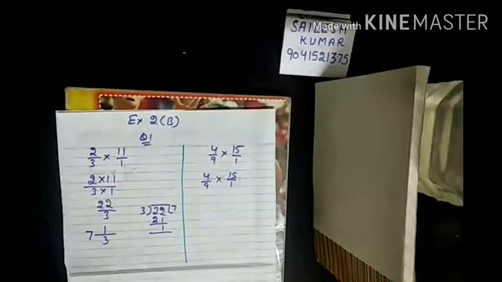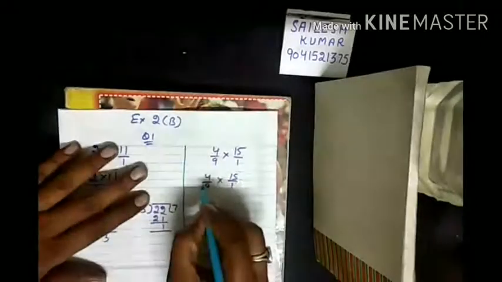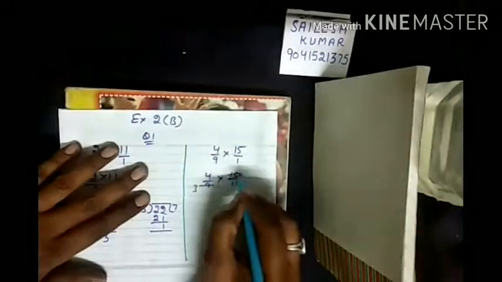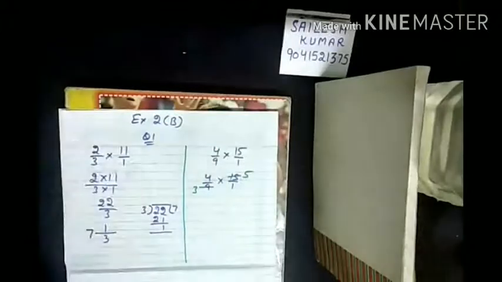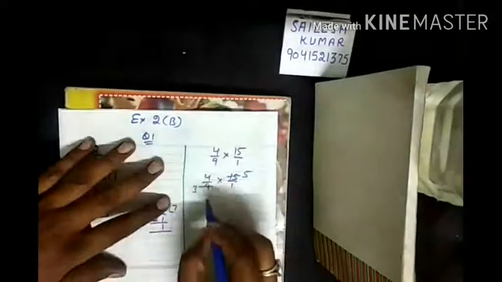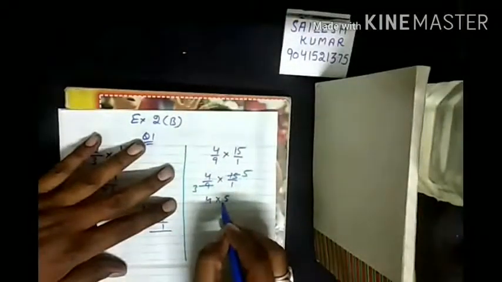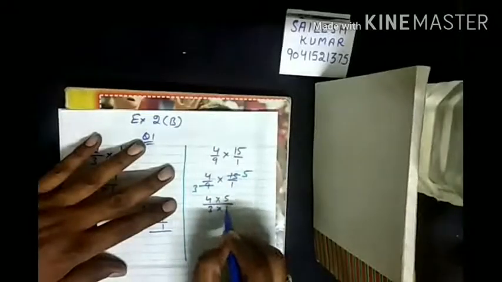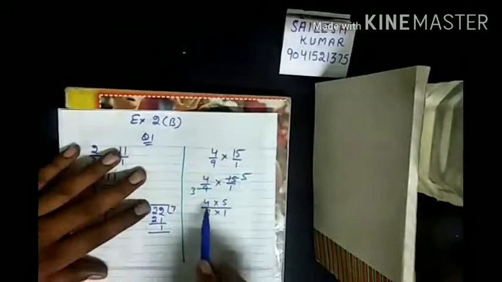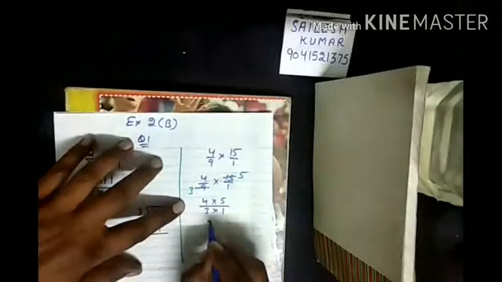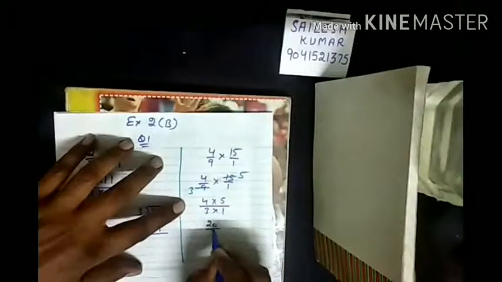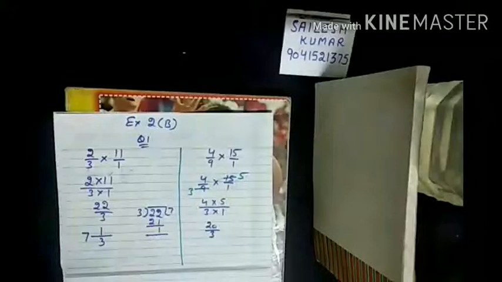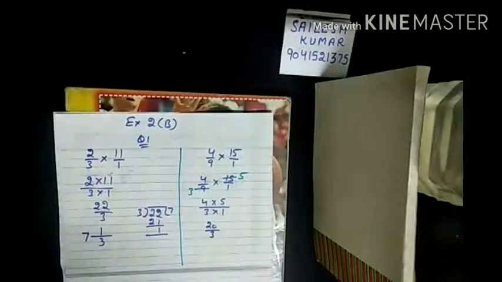So first of all, we will divide these. 3 3s are 9 and 3 5s are 15. Therefore, 4 multiply 5 and 3 multiply 1. So 4 multiply 5 is 20, and 3 multiply 1 is 3. Now 20 by 3 is an improper fraction.